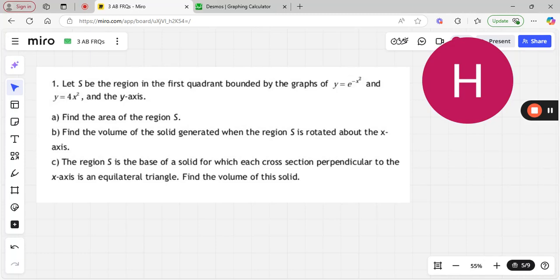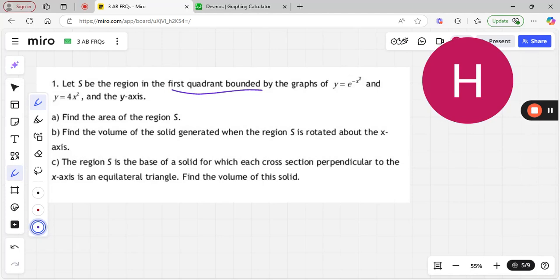Okay, let's get started here. You can see that I have Desmos shared as well. We're going to be using Desmos a bit because these graphs intersect at points which can't really be found by hand. Well, you could check, but that would not be very efficient. Alright, so we're letting S be the region in the first quadrant.